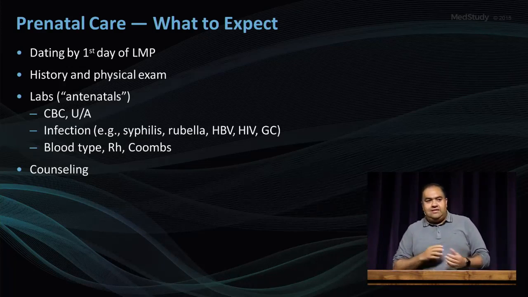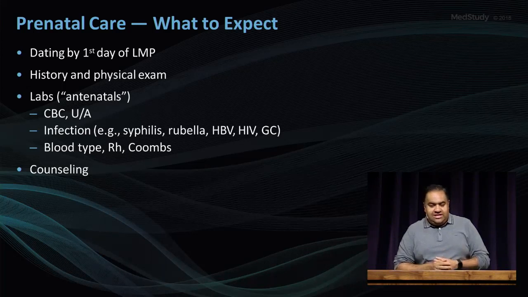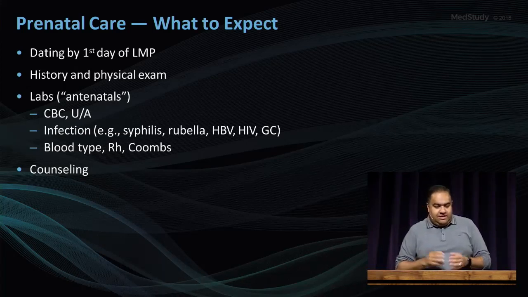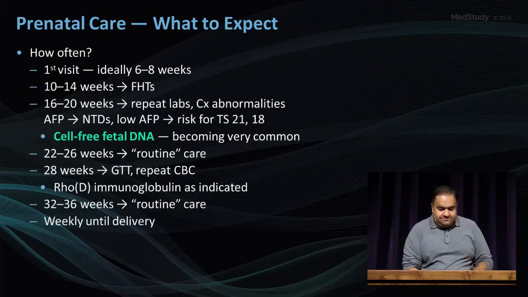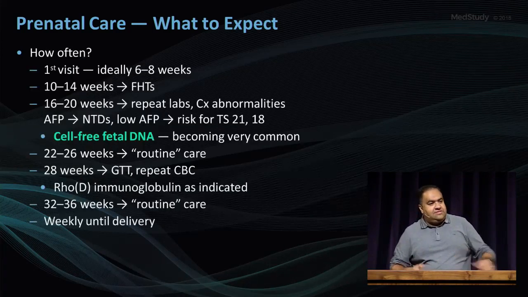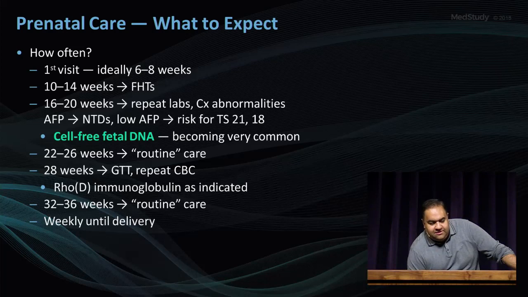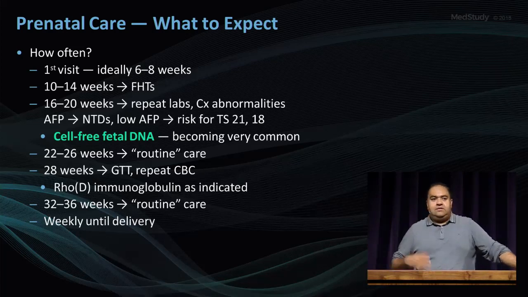So like a lot of the dating that happens, and it happens by the first day of the last menstrual period, H&P exam, you have some antenatal labs that you do, blood counts, infection, TORCH workup, blood type, Rh, and Coombs, and then some counseling. A lot of visits, as you know, when you're expecting. You have the first visit at about 6 to 8 weeks. Most moms don't even know that they're pregnant by 6 to 8 weeks.